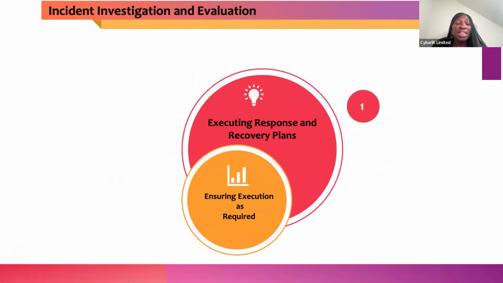So moving on quickly, incident investigation and evaluation. What does this mean? When an incident happens, it has to be investigated and of course evaluated. What do we need to do? Executing response and recovery plans. Again, the response and recovery plan is a fancy document until you need to execute the plan. So before an incident happens, ensure that this plan has been tested. That's the first step of execution.